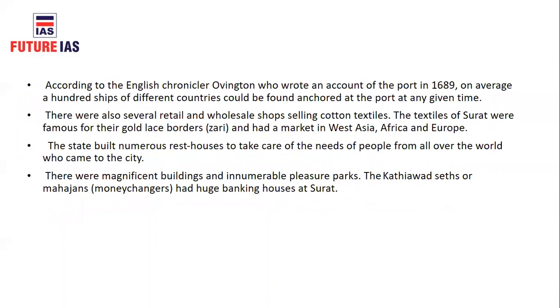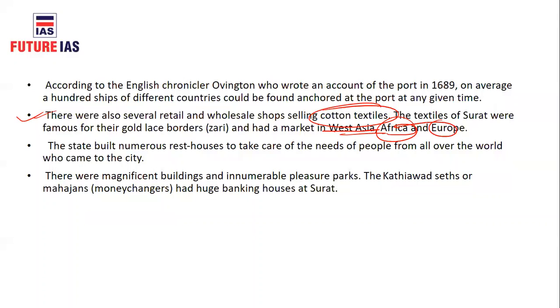And you must also understand that various chronicles say there were several retail and wholesale shops. They used to sell cotton textiles. The textiles of Surat were very famous, especially for gold lace borders, also known as zari. These textiles had a great market in Western Asia, Africa, and Europe through Surat, and innumerable people traded in these items.